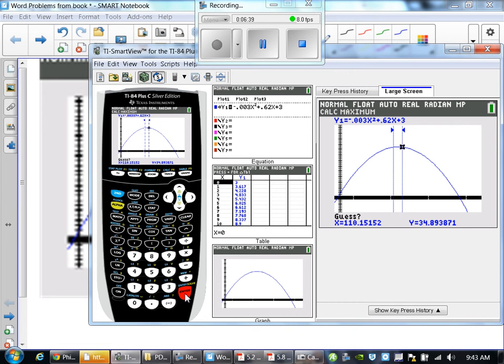and hit enter again. Guess, I still to this day have no idea what guess means, so we're going to say fish tacos. Very good.